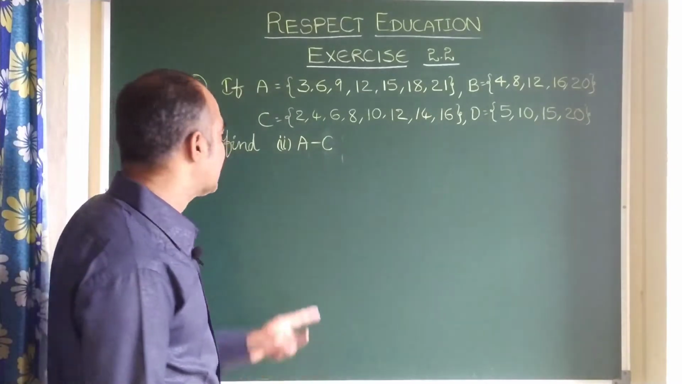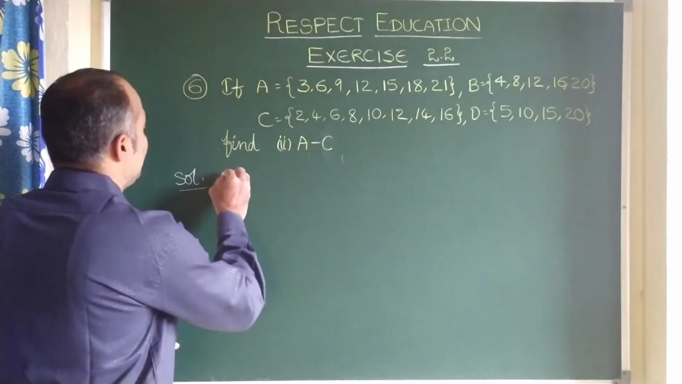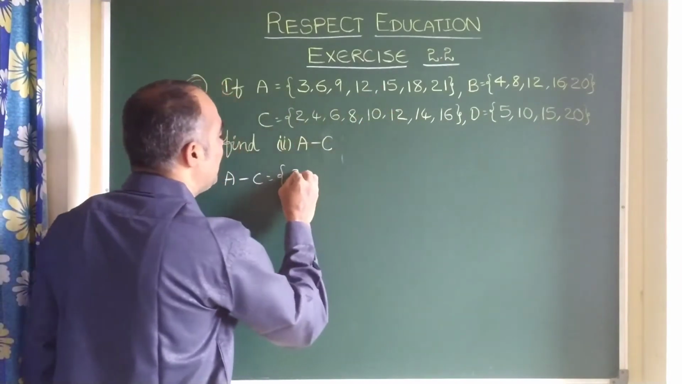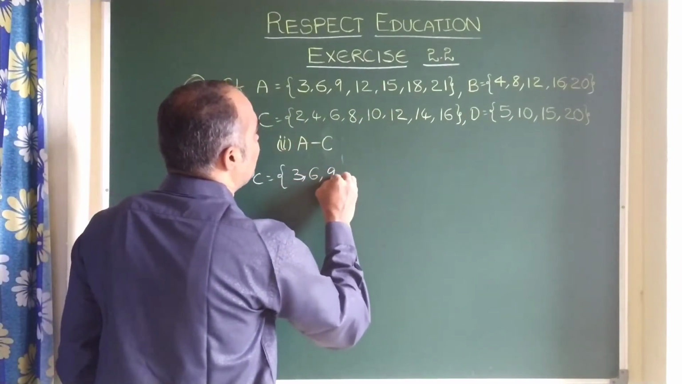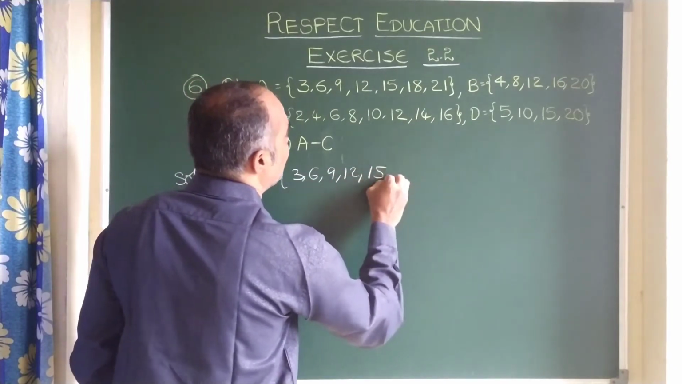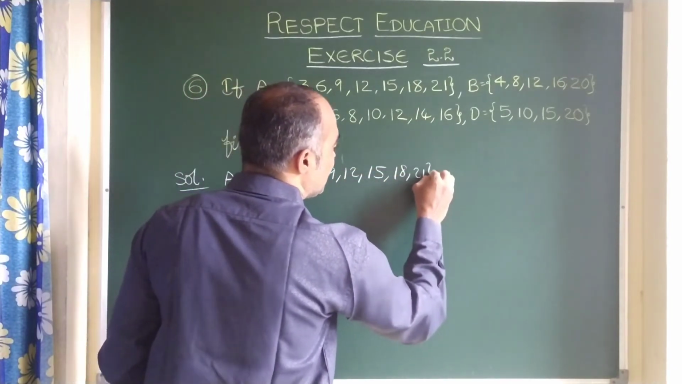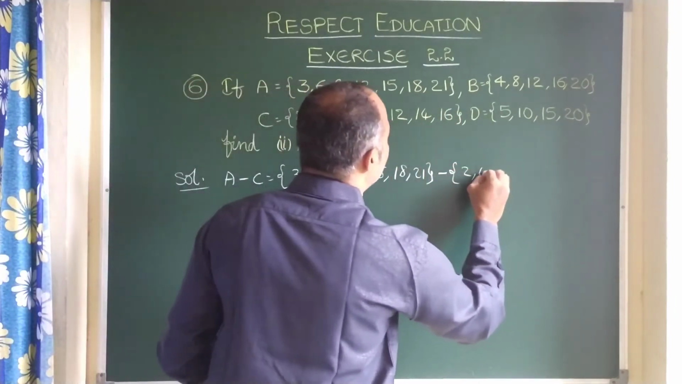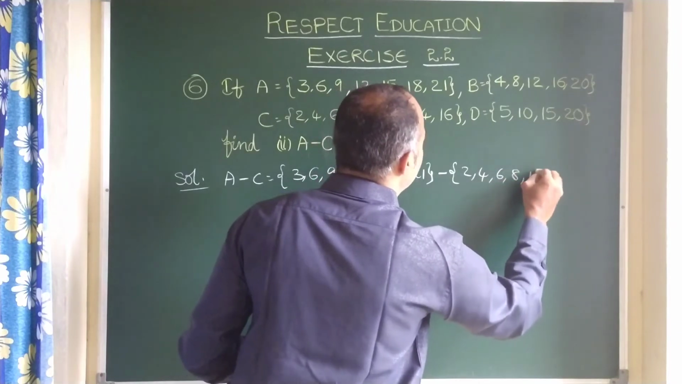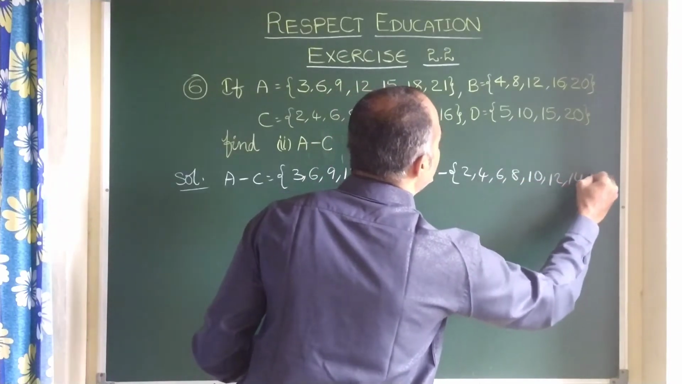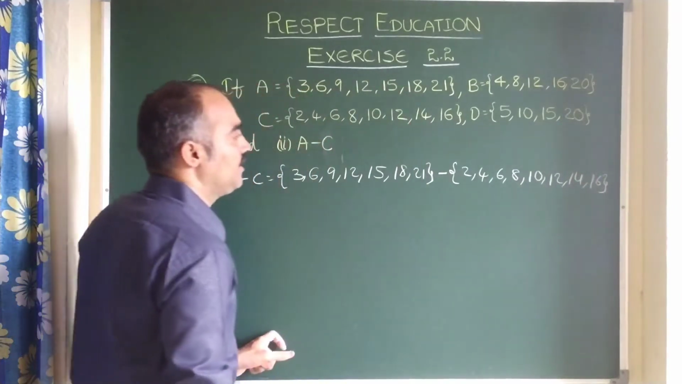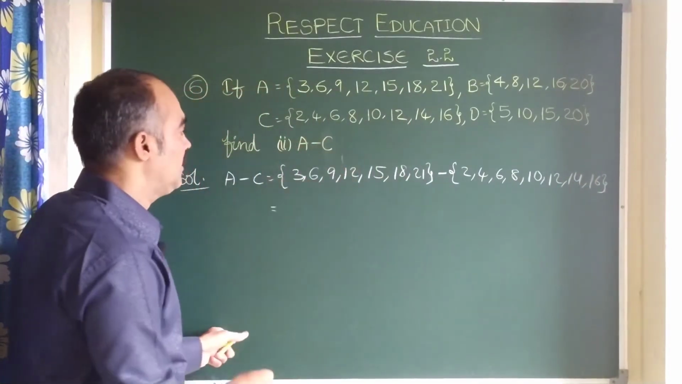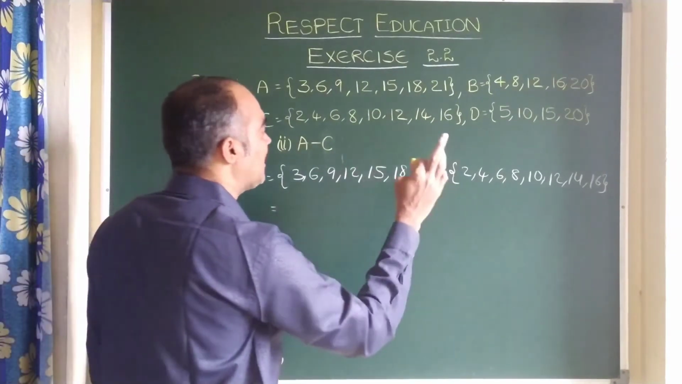Now let us see the next bit, that is the second bit, A minus C. So here A minus C. Let us write the elements of A: 3, 6, 9, 12, 15, 18, 21. C is 2, 4, 6, 8, 10, 12, 14 and 16. So here you need to take the elements which are there in A but not in C. Or else you see which are in common, you can cancel them.